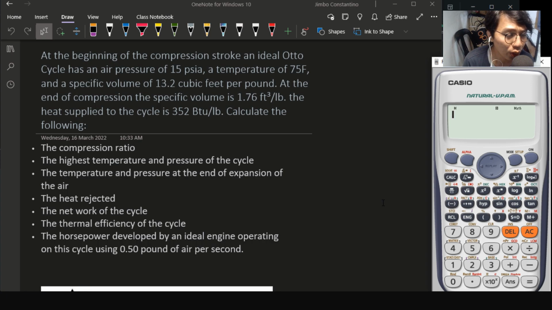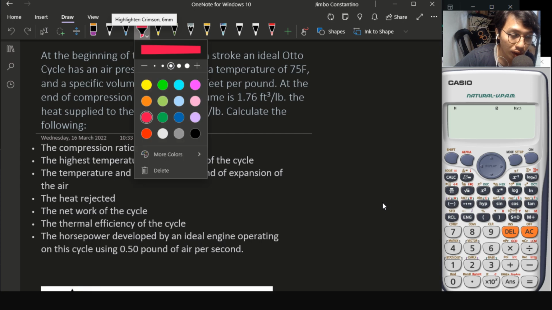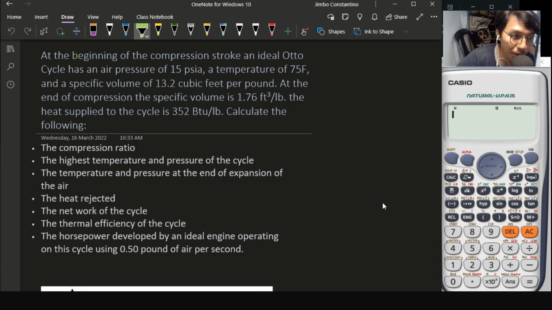Ngayon, sinabi dito yung kung saan siya napapaloob or anong point siya. So, at the beginning of the compression stroke. Ibig sabihin, that is at, check natin, dilaw. Okay na yan. Beginning of the compression. Ibig sabihin that is in point 1. Ayan, point 1 yan. So, ito yung pressure, temperature, and then volume.